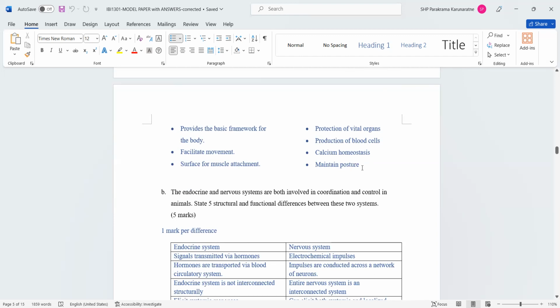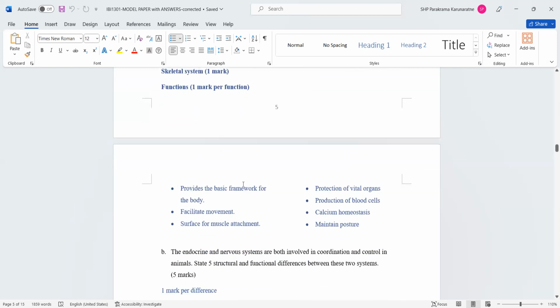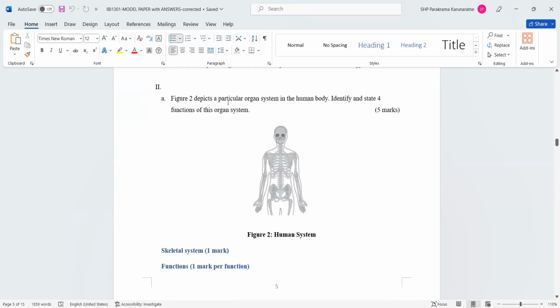And maintain posture. Posture maintenance means keeping the back straight, and the back means the vertebral column, right? So that is a skeletal part. So if you write any 4 of these functions, you get 4 marks, right? It already asks to identify and state 4 functions.